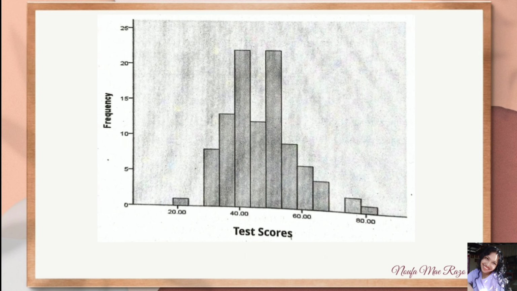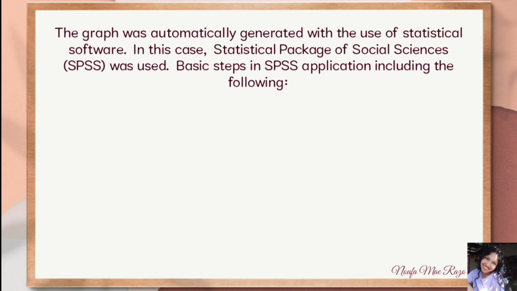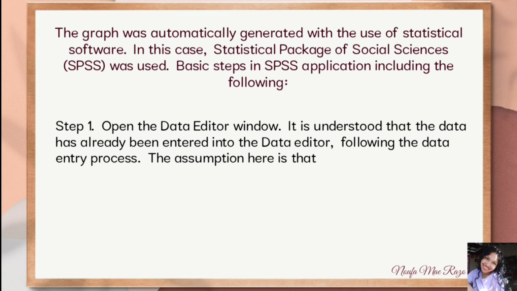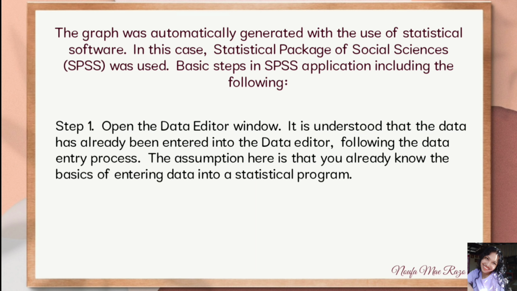Look at the graph in Figure 7.1, a histogram of test scores of college students. The graph was automatically generated with the use of statistical software. In this case, the Statistical Package for the Social Sciences was used. Basic steps in SPSS application include the following. Step 1. Open the data editor window. It is understood that the data has already been entered into the data editor following the data entry process.